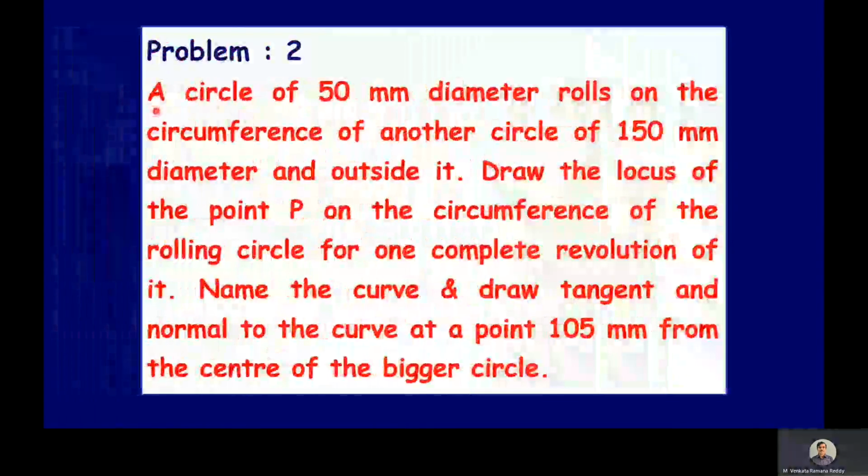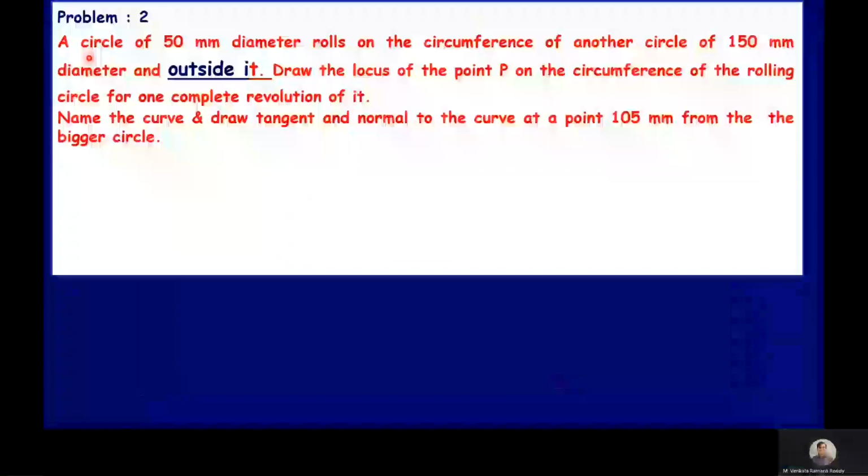The given problem is a circle of 50 mm diameter rolls on the circumference of another circle of 150 mm diameter and outside it. Draw the locus of the point P on the circumference of the rolling circle for one complete revolution of it. Name the curve and draw tangent and normal to the curve at a point 105 mm from the center of the bigger circle. Now we'll write the data related to this problem.